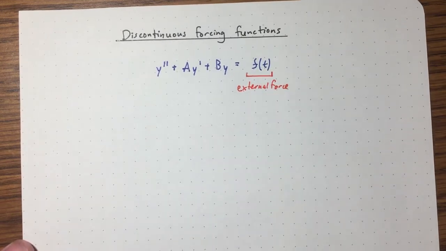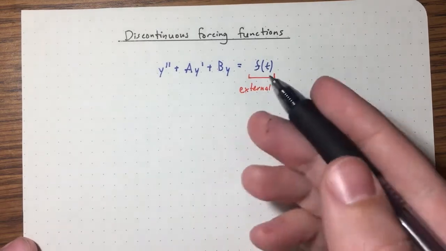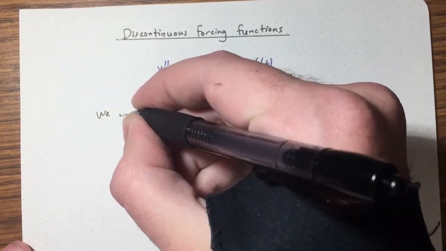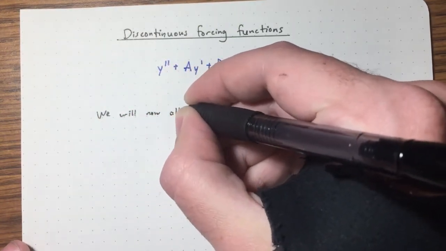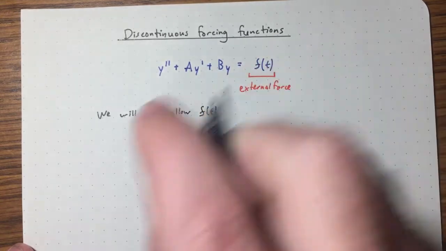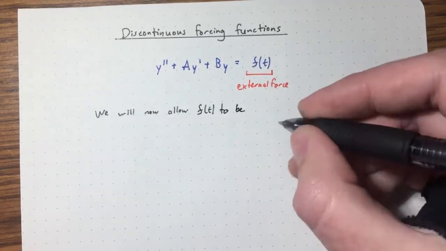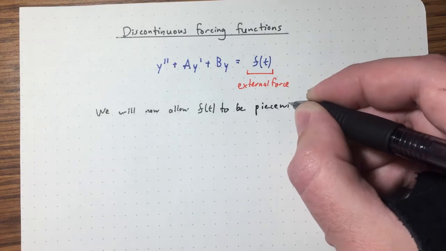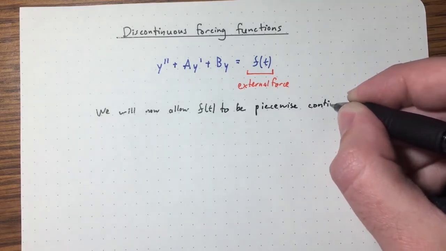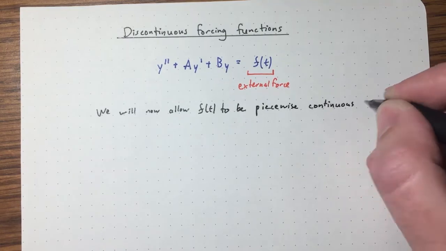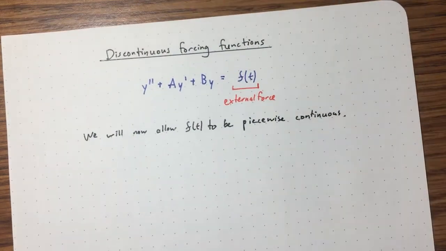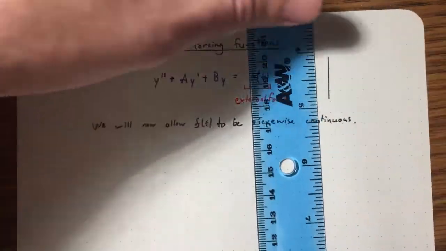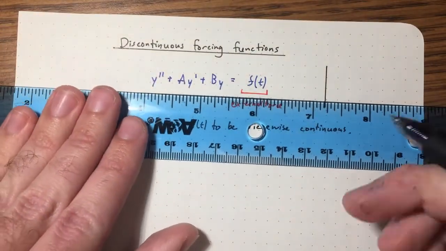And so far, these have been really nice continuous functions. For example, cosine or sine. But actually, what we want to do now is allow this function f of t, our forcing function, to be discontinuous. So let's actually say piecewise continuous. Piecewise continuous doesn't mean continuous. It's a discontinuous function, but it might be continuous, but we're going to essentially allow things like this.